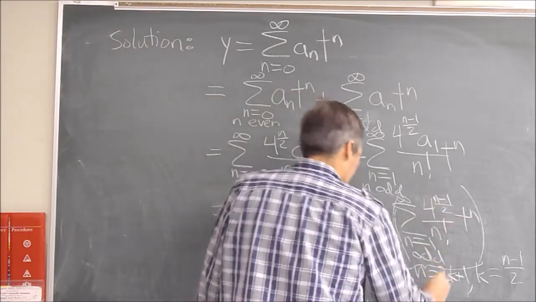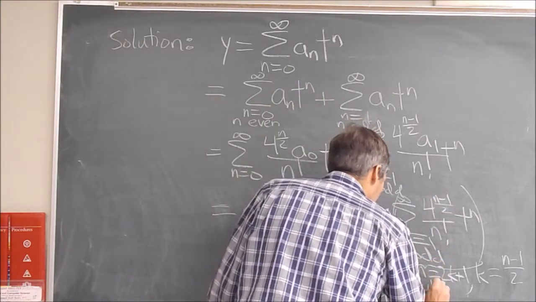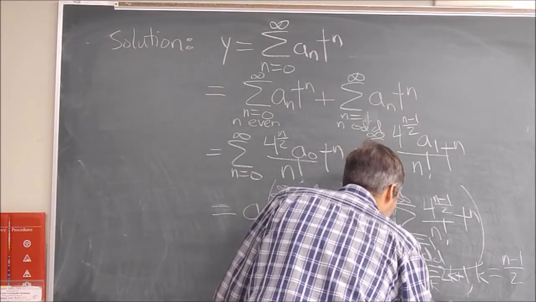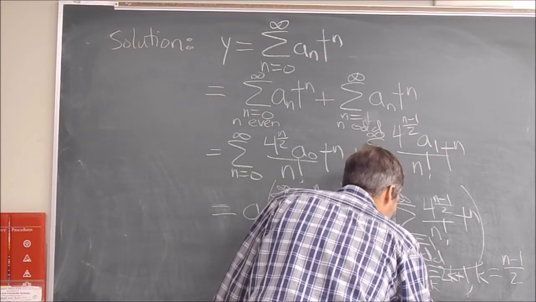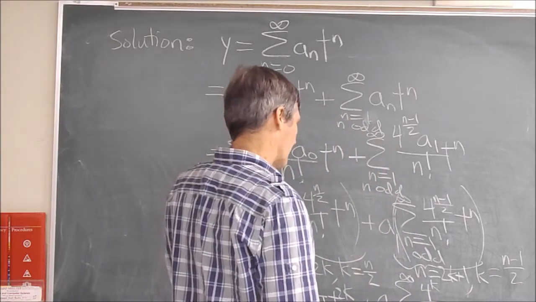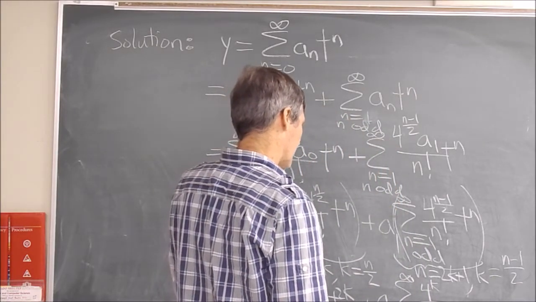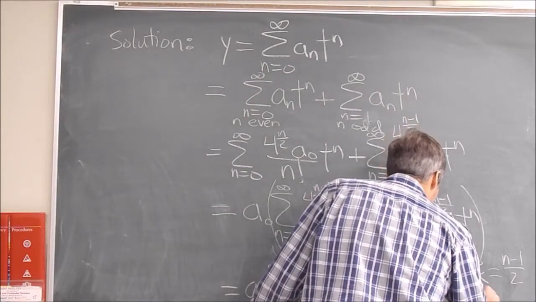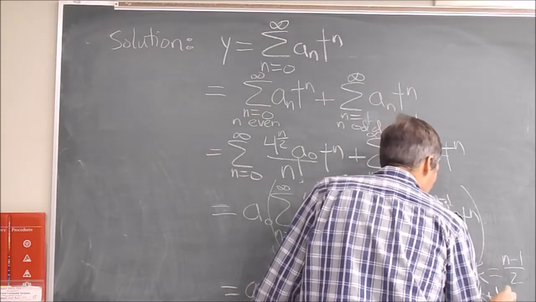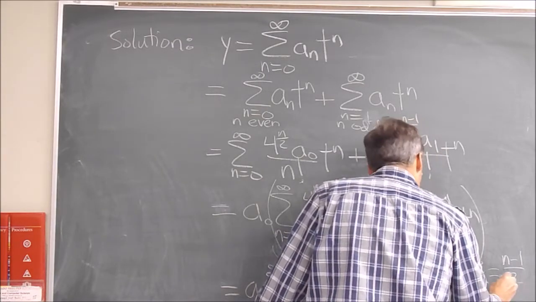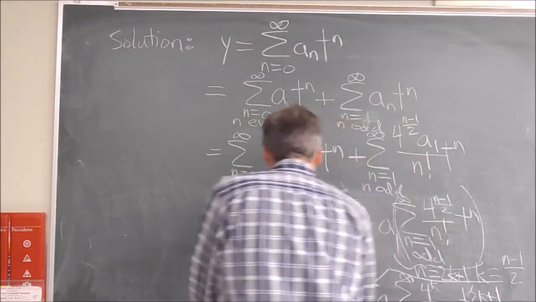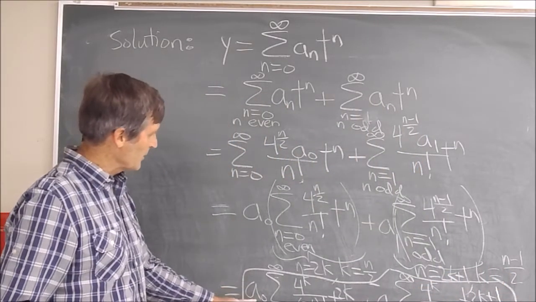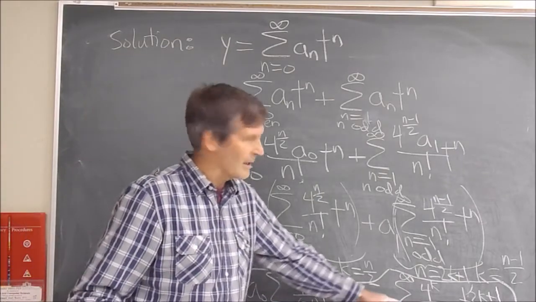And then 4 to the N minus 1 over 2 becomes 4 to the K. N factorial becomes 2K plus 1 factorial. Let's see. Yeah, and then T to the N becomes T to the 2K plus 1. There we go. Here's the clean way to write the general solution. As clean as a power series you can get anyway. It's an arbitrary constant times this series plus an arbitrary constant times that series.